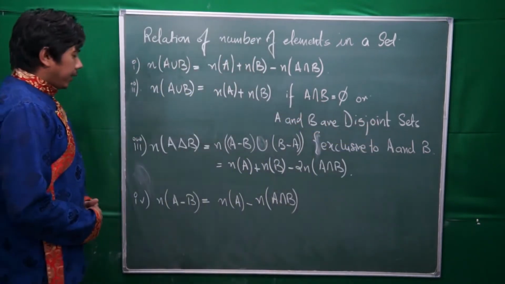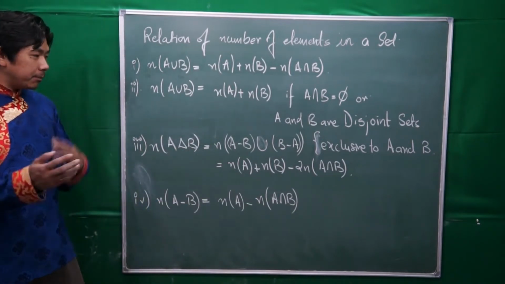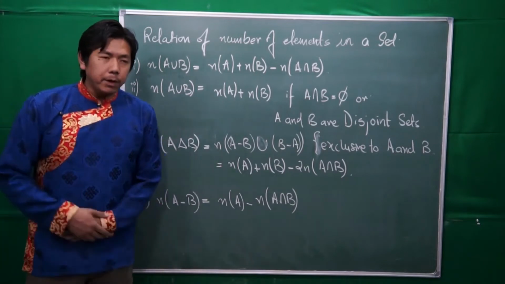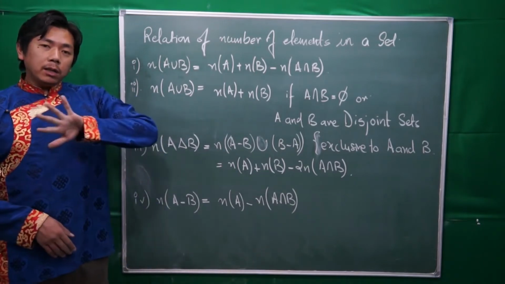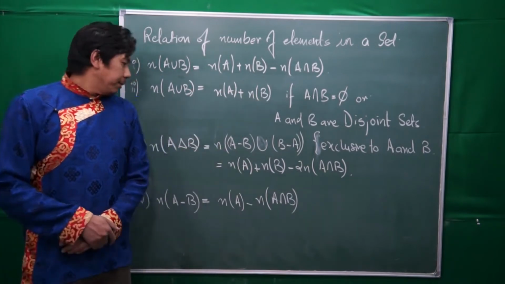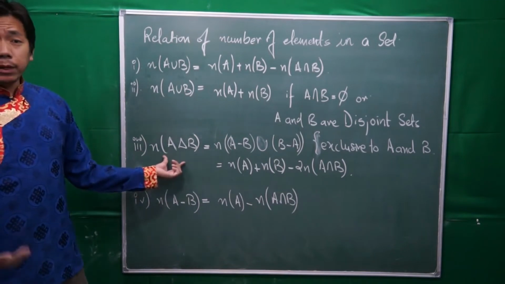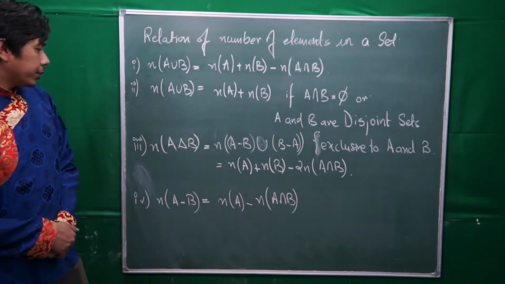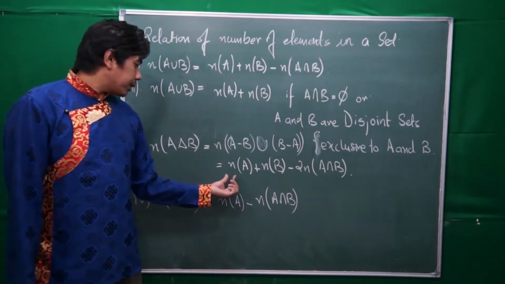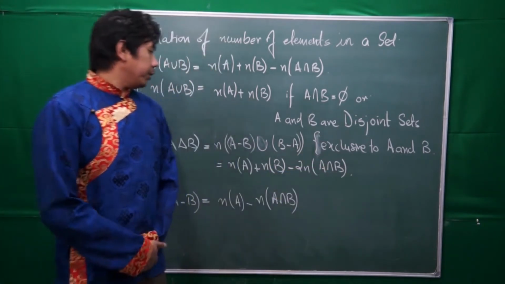Simple. Likewise, we'll talk about the symmetric difference of A and B. What happens when the symmetric difference is operated? All the elements that belong exclusively to A, and similarly all the elements that belong exclusively to B, should be counted. In this case, the formula is the number of A plus the number of B minus 2 times the number of A intersection B.